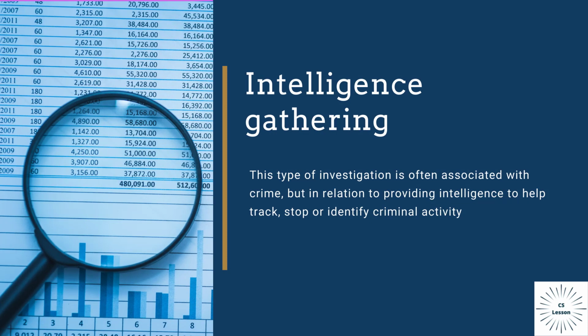Intelligence gathering: this type of investigation is often associated with crime, but in relation to providing intelligence to help track, stop, or identify criminal activity. Unless the evidence is later to be used in court, forensic soundness is less of a concern in this form of investigation. Instead, speed can be a common requirement.